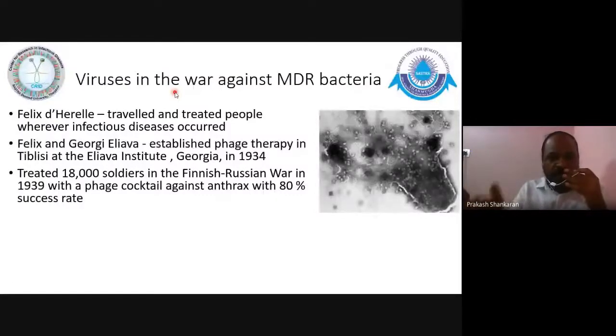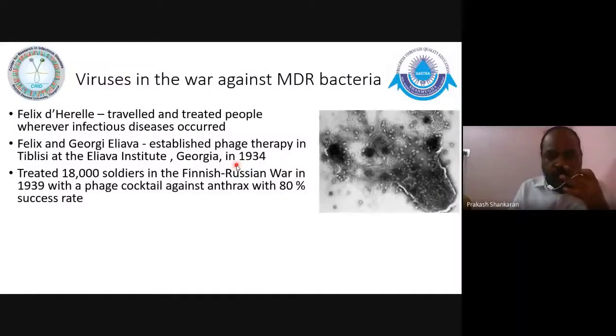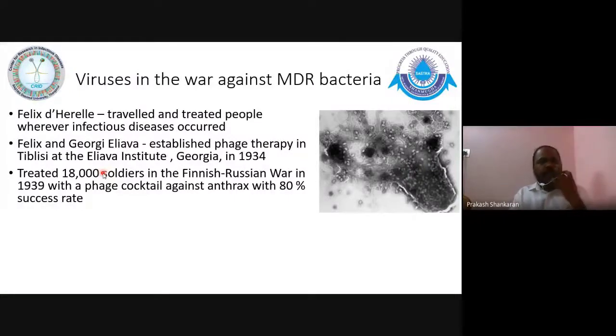But at that time, the Finnish-Russian war was happening. Georgia was essentially part of Russia at that time, or in close connection. Felix treated almost 18,000 soldiers with bacteriophage cocktails against anthrax. He first isolated the bacteriophages specific for anthrax, and then gave them to the people, especially soldiers. You know how serious anthrax is. With an 80% success rate, he treated the soldiers, so they were safe from amputation of organs, legs or something.